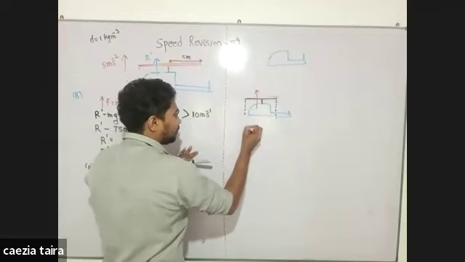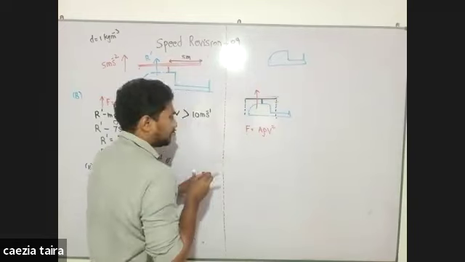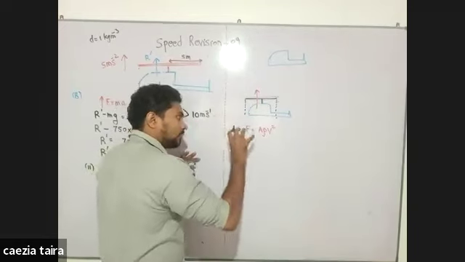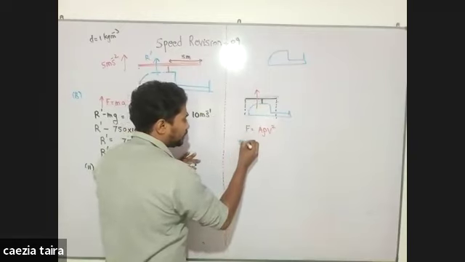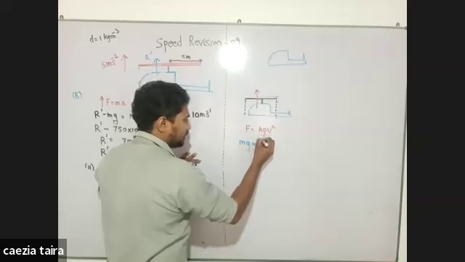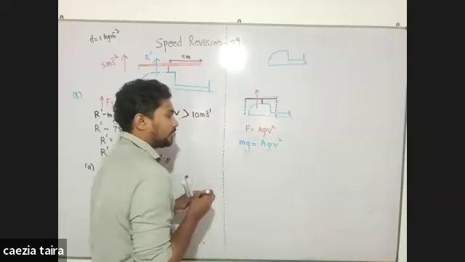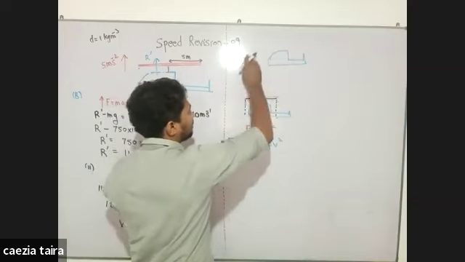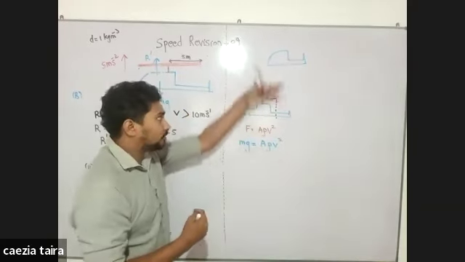So F can be obtained by A rho V squared. In order to maintain the stability, F should be equal to mg, isn't it? Right, A rho V squared equals mg. Now just imagine this is the second instance, which is a few kilometers away from the ground level.